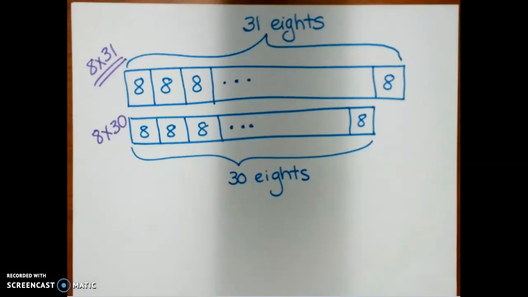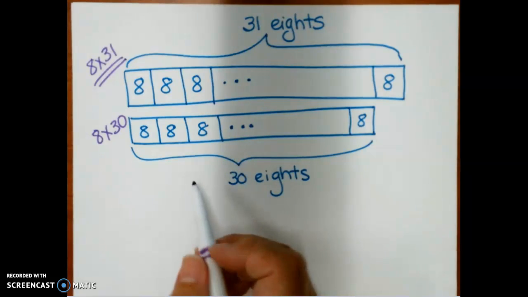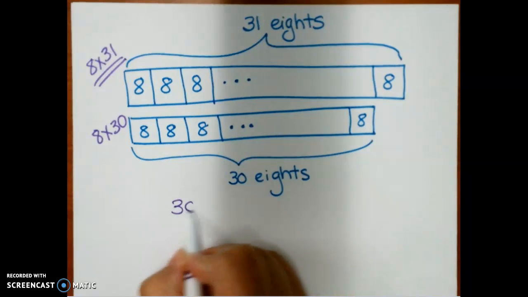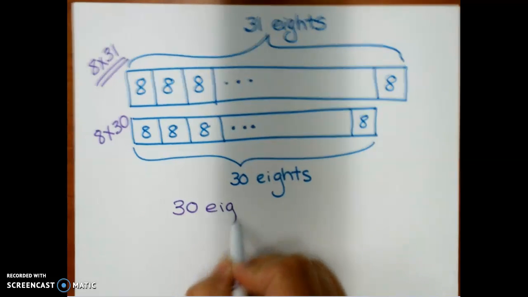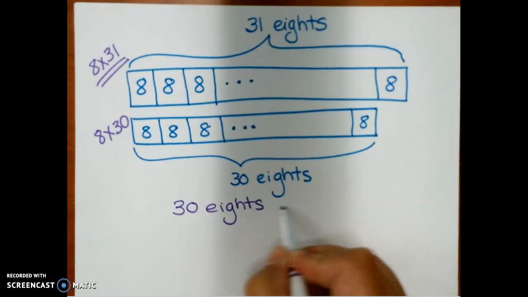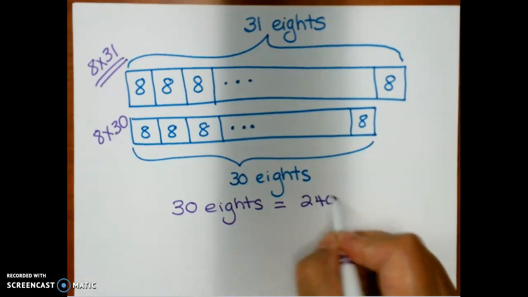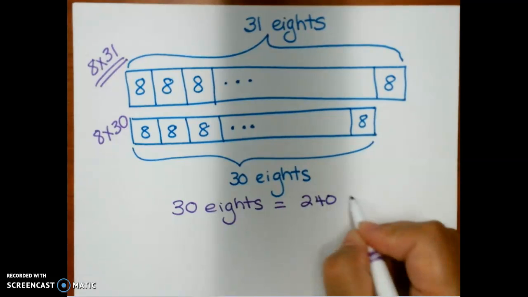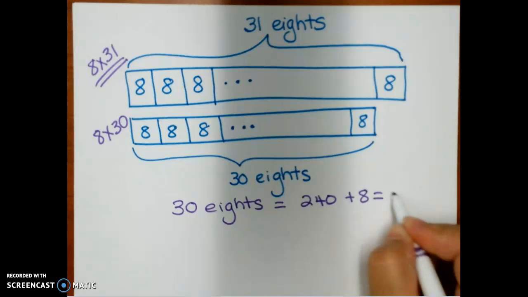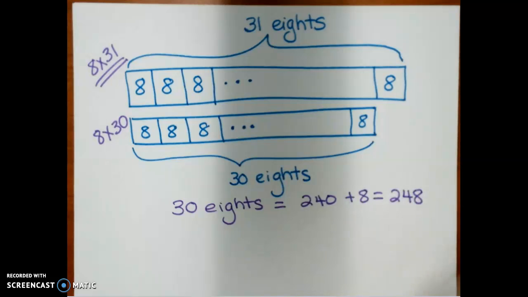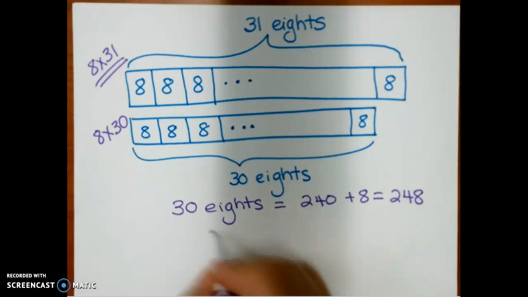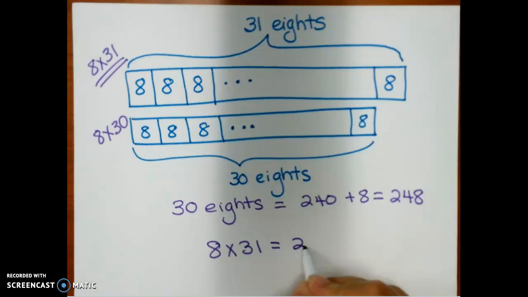So 30 eighths is easy to multiply. 30 times 8 equals 240. Plus one more equals 248. So 8 times 31 equals 248.